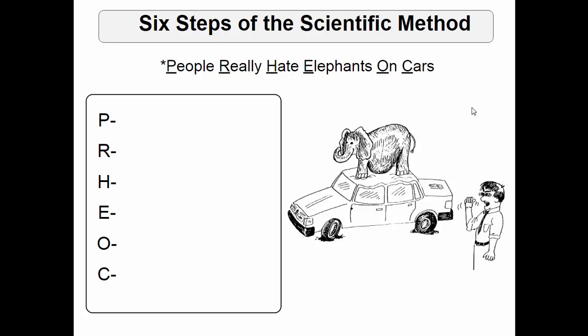To help you remember the steps, because you are going to have to remember them in order, we could just remember this simple phrase: people really hate elephants on cars. Or if you're a visual person, you might remember this picture of Mr. Arcuri standing on top of the car. And that could help you to remember the steps of the scientific method. Let's see if you can guess what some of these stand for. I don't know what the P might stand for.